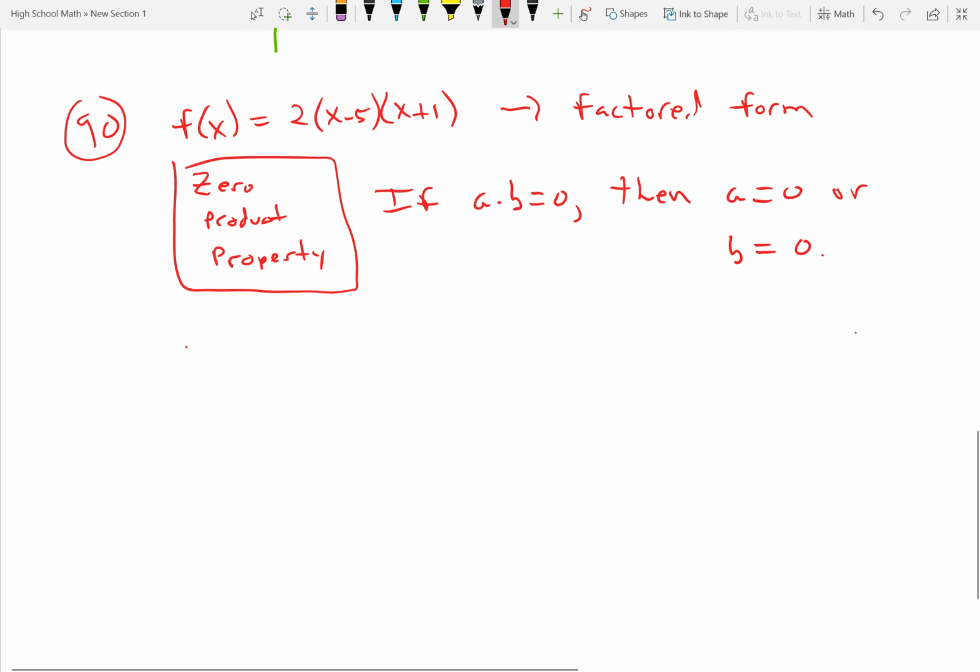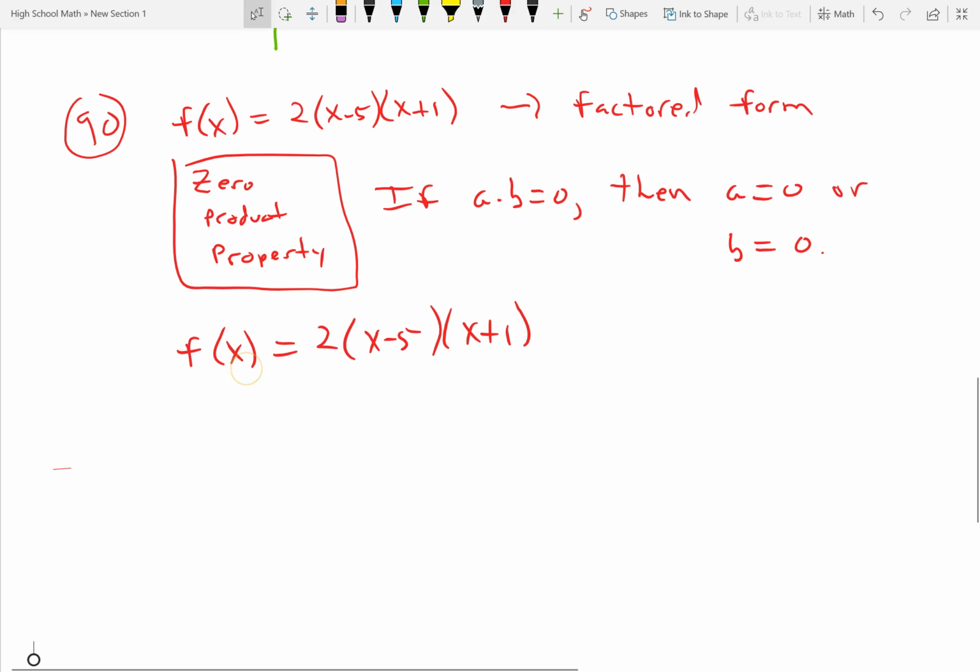When I have this f of x is equal to 2 times (x minus 5)(x plus 1), this f of x is just our function notation. It's another way to say y. I'm going to let this be 0. If I set this equal to 0, I can now find some x values that will match with it. I'm just finding a couple points to use, really.